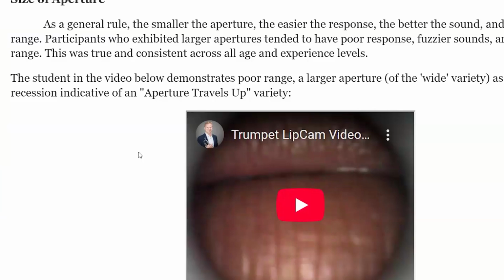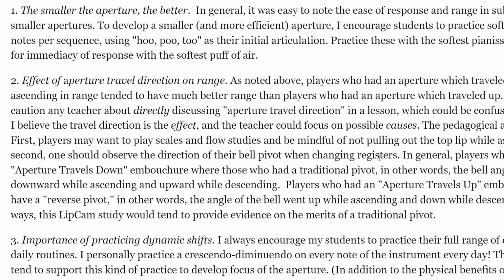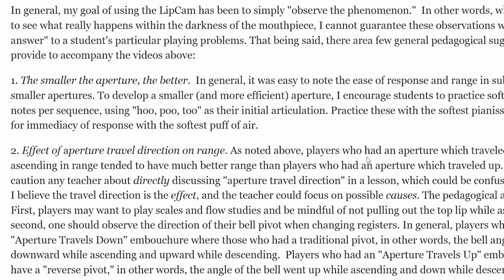Some general rules: when you play louder, it gets bigger. When you play soft, it gets smaller. And generally, as you try to play higher, if the aperture is traveling up toward the top of the mouthpiece, that generally seems to be prohibitive for good playing. So just some general pedagogical ramifications. I'm not going to go through all this detail, but as I've said, the smaller the aperture, the better. That does seem to be my observation.